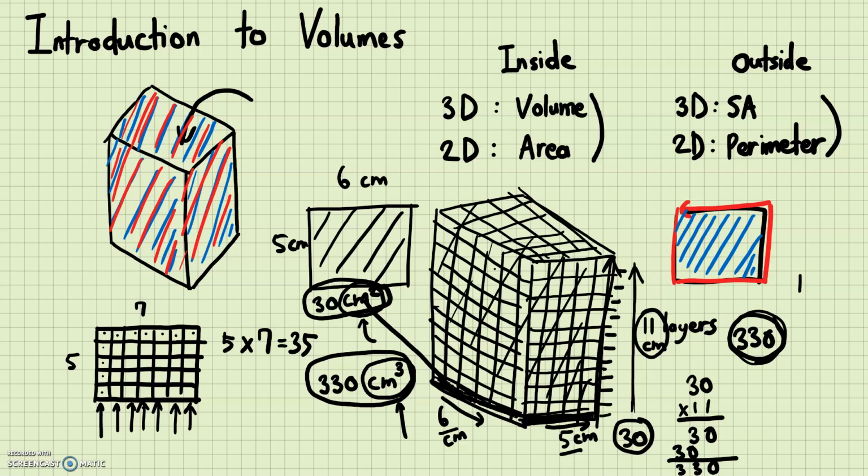Okay, so what we've done here with this rectangular prism is actually the general formula for finding the volume of a rectangular prism. So let me draw a rectangular prism.